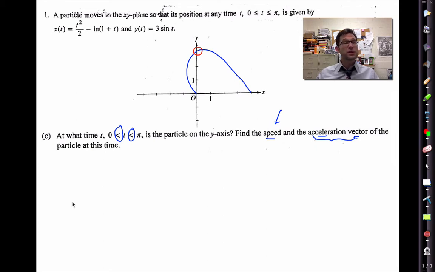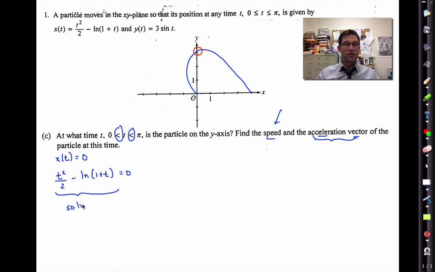Okay, this is actually quite tricky because the plain fact is this thing is going to be on the y-axis when the x-coordinate equals 0. So in fact, I have to solve this equation. And again, I'm going to solve it graphically.